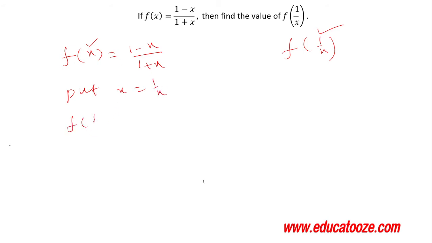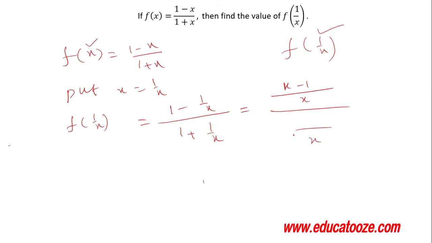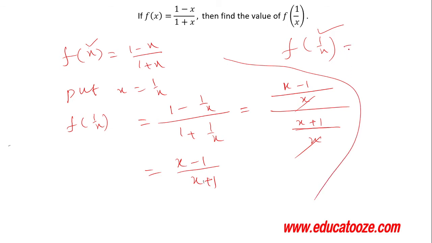What do you get? F of 1 by x. Now wherever you see x, you put 1 by x. 1 minus 1 by x, by 1 plus 1 by x. Take LCM of the numerator. This will become x minus 1. Take LCM of the denominator. This will become x plus 1. This x gets cancelled, so it becomes x minus 1 by x plus 1. So what is the value of f of 1 by x? It becomes x minus 1 by x plus 1.